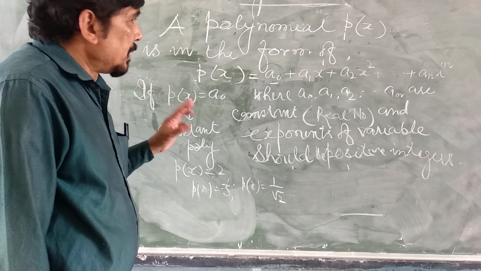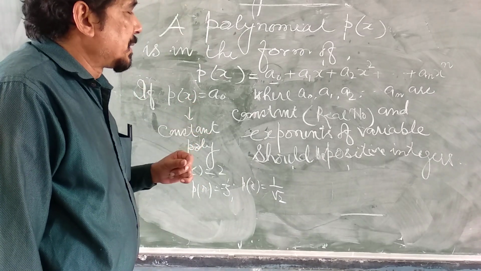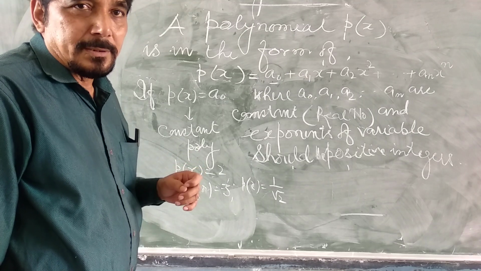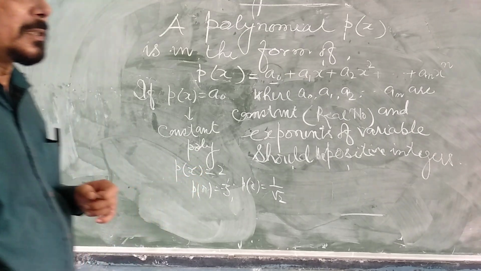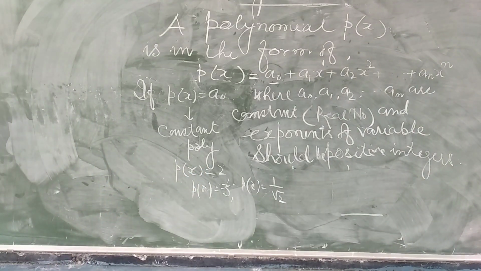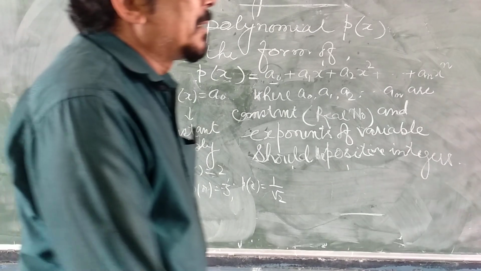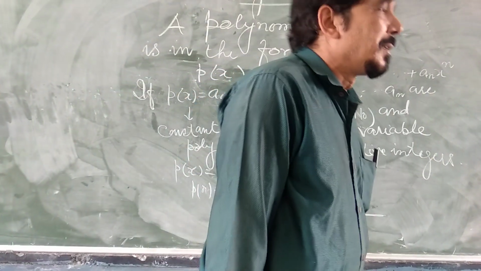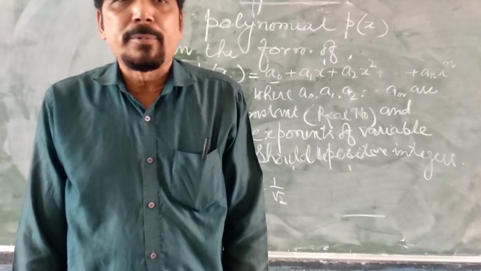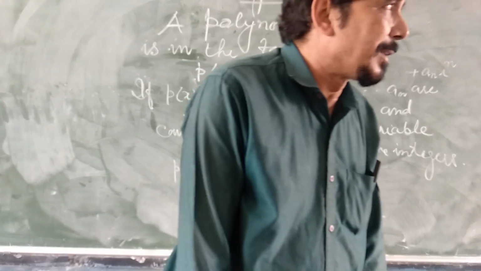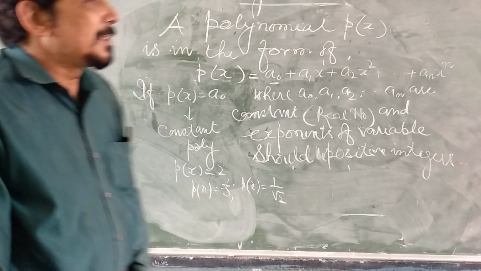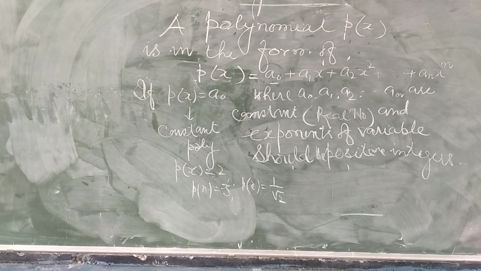Okay, you know, if there is only one term, then it is called a monomial. If there are two terms, it is called a binomial. If there are 3 terms, it is called a trinomial. If there are 4 terms, biquadratic, like this and so on. So that is the constant polynomial.